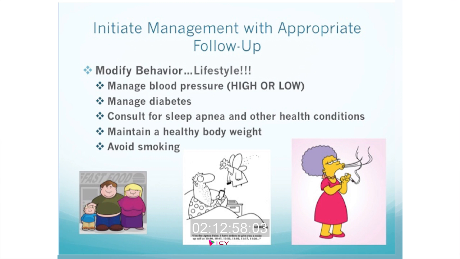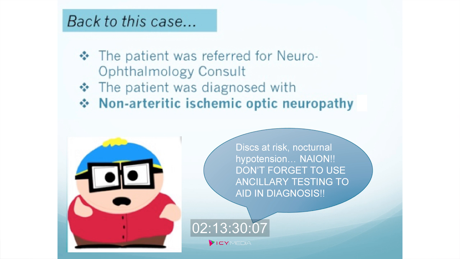Diabetes. Do they have diabetes? Again, most of these patients haven't had blood work done in years. Okay? Send them for blood work. Get a consult for sleep apnea. We talked before about this link between sleep apnea and nocturnal hypotension. That's not something patients usually think of, and it's not part of a normal workup for these patients. Healthy body weight is important. If they're obese, it could lead to sleep apnea. Okay, so everything kind of has a domino effect. And then avoid smoking. Very dangerous, causes ischemia to the eye and all the other parts of the body.